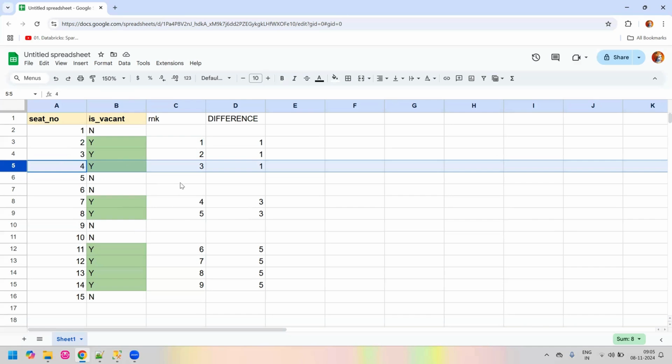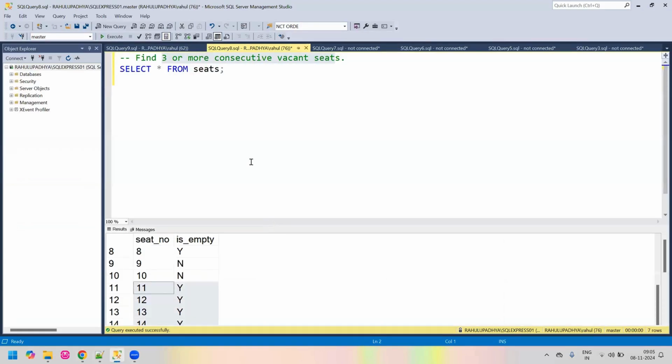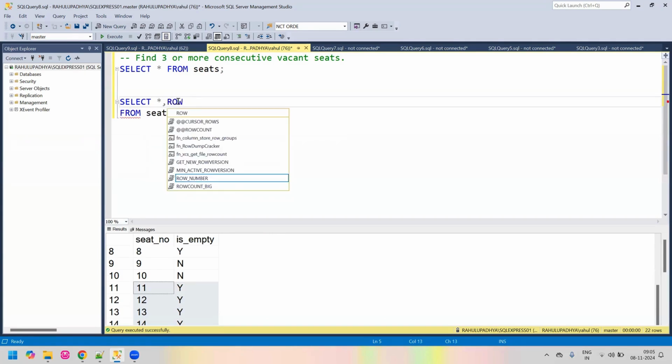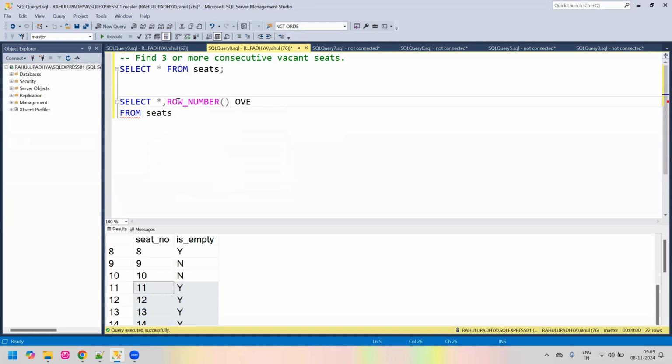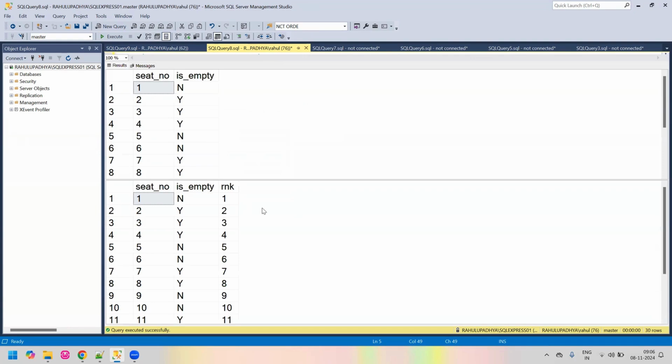So let's follow this approach. Hope it is clear what we are trying to achieve, and we will work on this and find the solution. To start with, we will work on this seats table. As we discussed, we will first take a ranking function, that is row number, and create it in increasing order of seat number. Let's run and see the output. We only need to find the ranking for the empty seats.